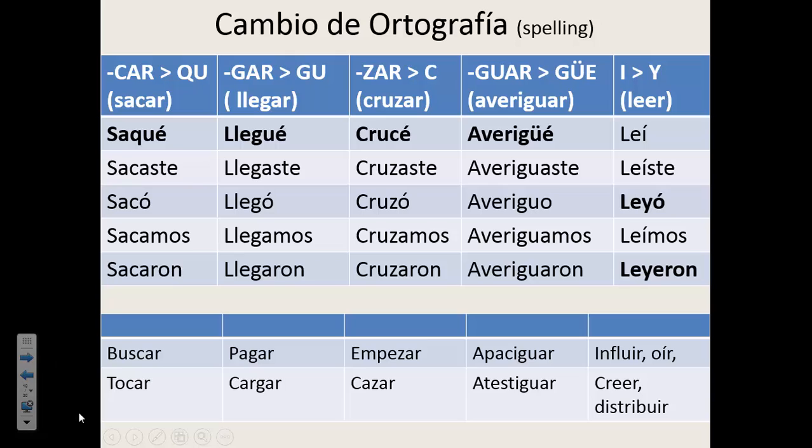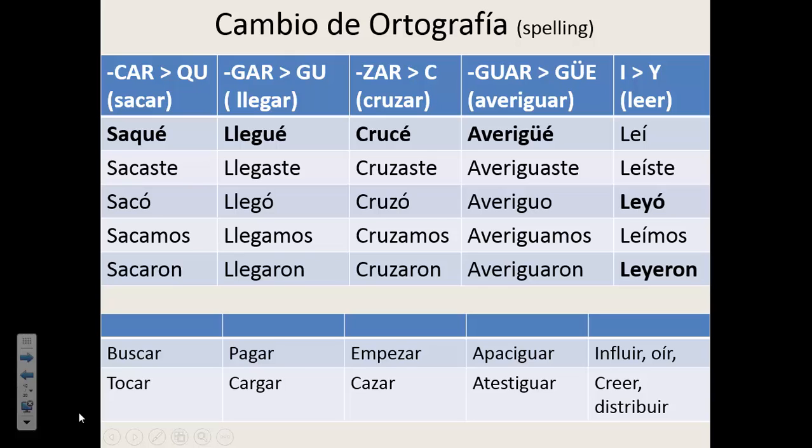Okay, so now let's talk about some other verbs that also have spelling changes. These verbs have spelling changes in just the yo form. These verbs are like the verb sacar, to take out, llegar, to arrive, the verb cruzar, to cross, and the verb averiguar. So all of these verbs have preterite spelling changes in just the yo form. Car goes to qué, gar goes to gué, zar goes to cé, and guar goes to güé. And leer is just a funny verb because it has its own changes. You probably remember it from last year.